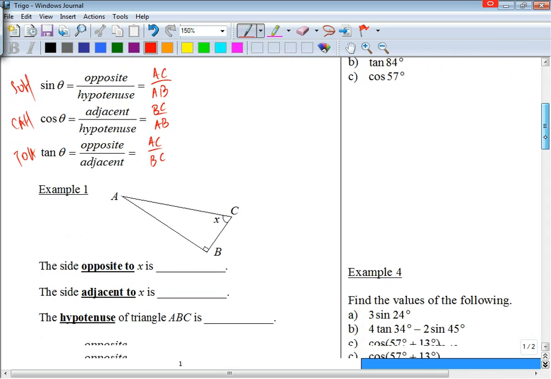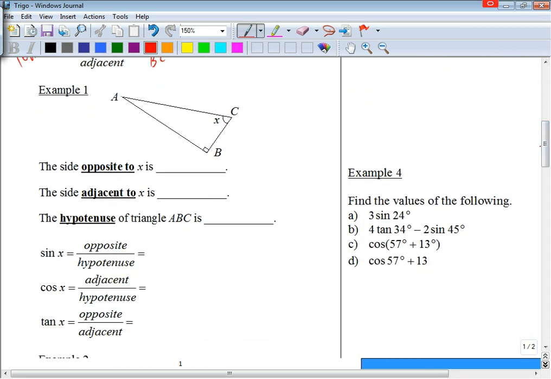Let's look at example 1. Now, what is the side that is opposite to angle X? Which one is opposite? AB. Because it's opposite this side. So adjacent, BC. Hypotenuse, AC. Hypotenuse is the longest side. When you do trigo, you must be able to identify which is the opposite, which is the adjacent, which is the hypotenuse.